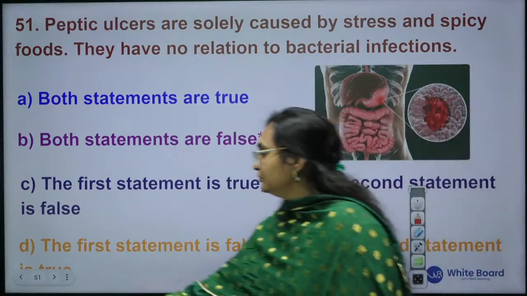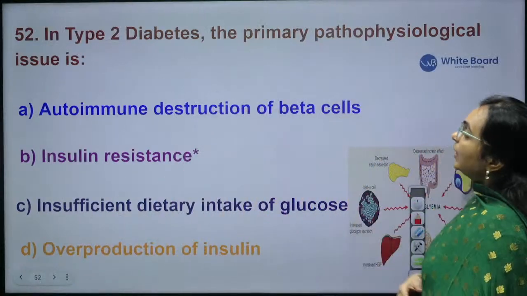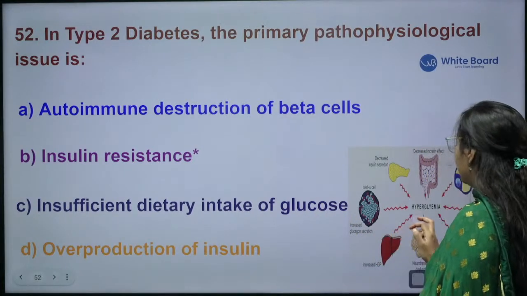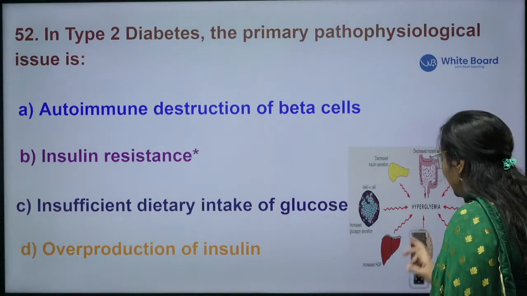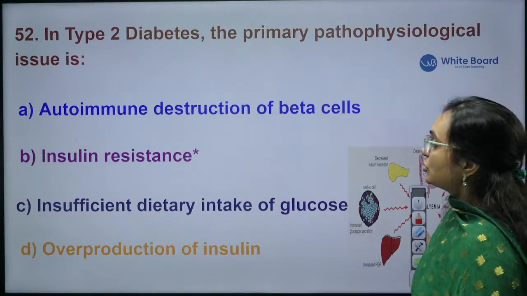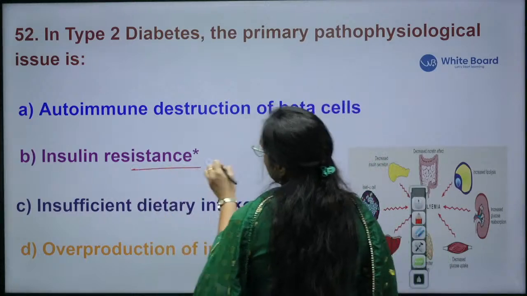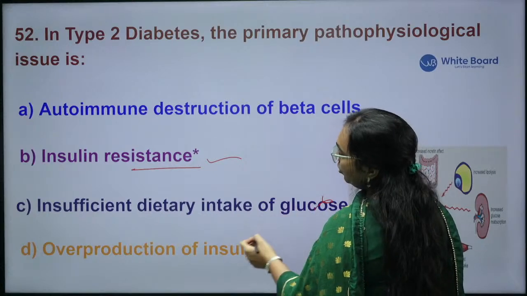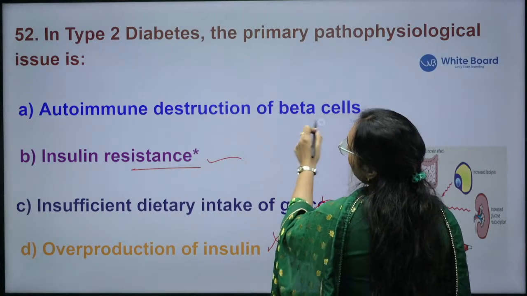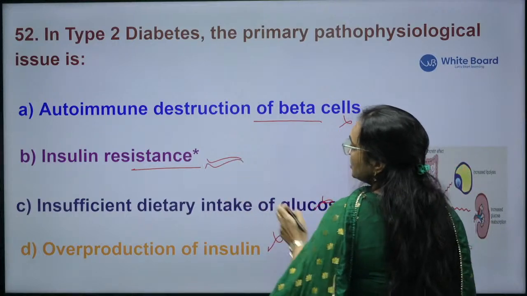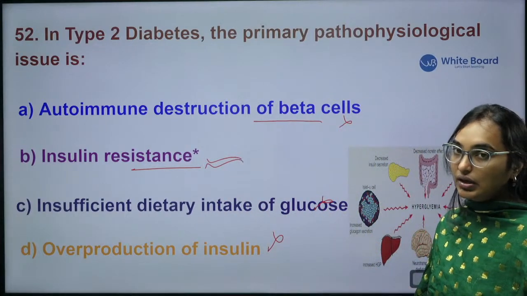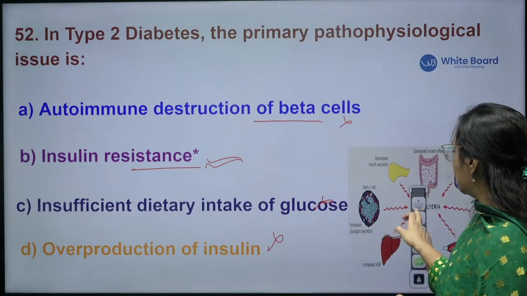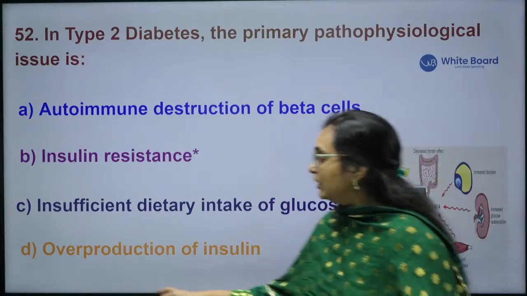Next question. In type 2 diabetes, the primary pathophysiological issue is autoimmune destruction of beta cells? No. The primary pathophysiological issue is insulin resistance. Insufficient dietary intake of glucose, no. Overproduction of insulin, no. Destruction of beta cells, no. Insulin resistance is the first issue in type 2 diabetes. After that only the rest of the things come. So the answer is B.